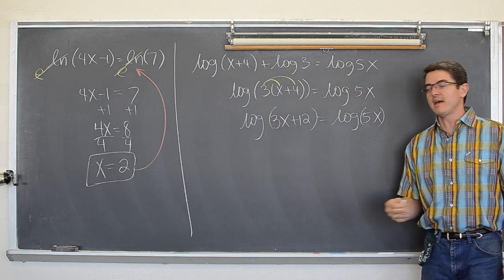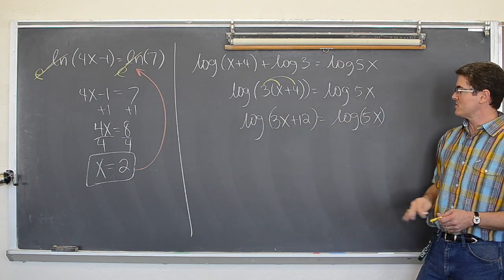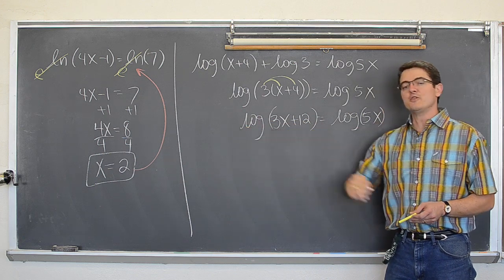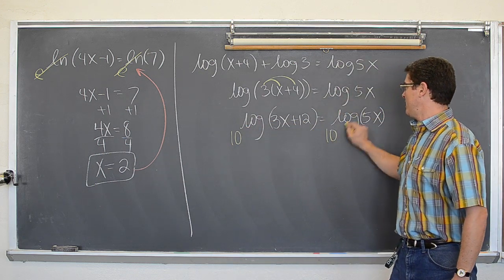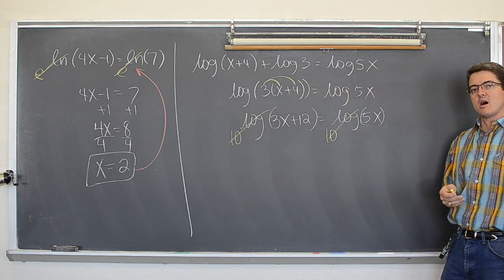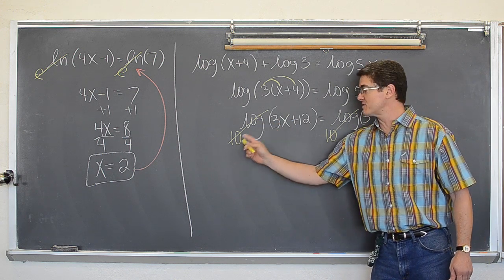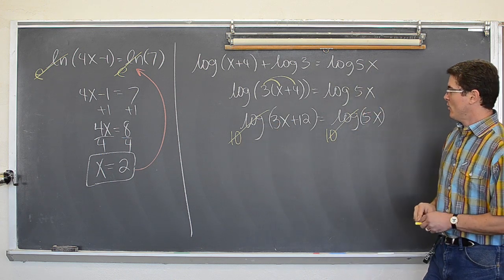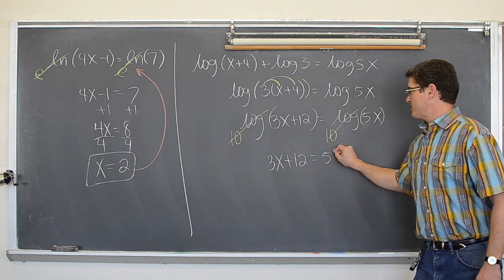And now we do have that singular common log on both sides. No other math functions occurring. We have leading coefficients of 1. So we can make both sides an exponent of 10. And those exponents and those logs have the same base of 10, so they will cancel out. We get 3x plus 12 equals 5x.